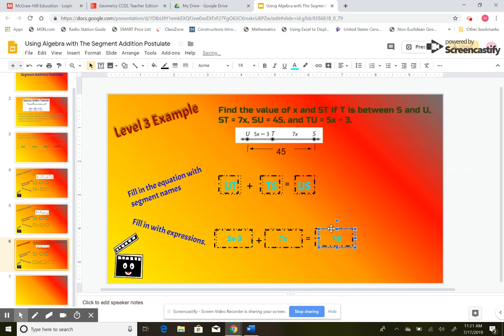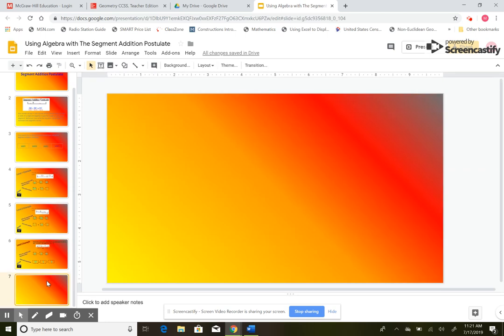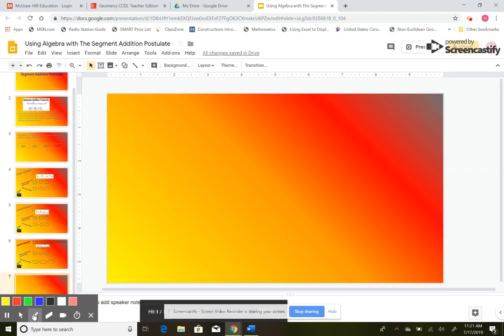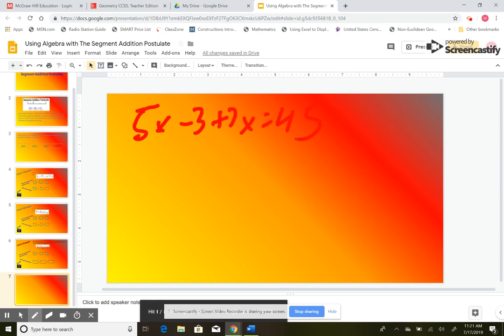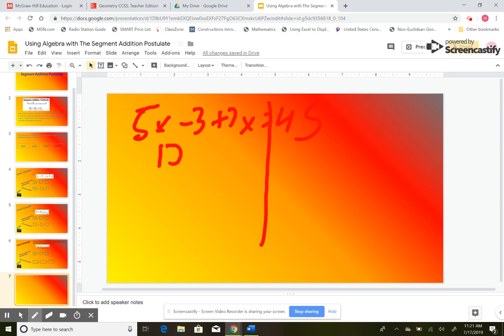After this, we need to talk about how we solve this equation. I'm going to write this equation down on the next slide. So 5x minus 3 plus 7x equals 45. If you remember when we talk about how we solve an equation, we draw the wall and start with the variables, always variables first. So the 5x and 7x are on the same side, so we combine them and get 12x. Bring down the minus 3 equals 45.